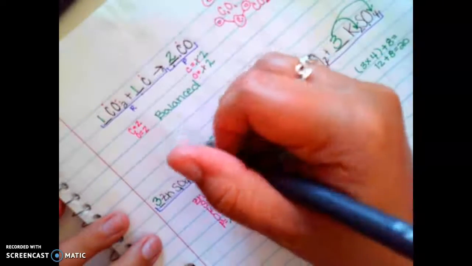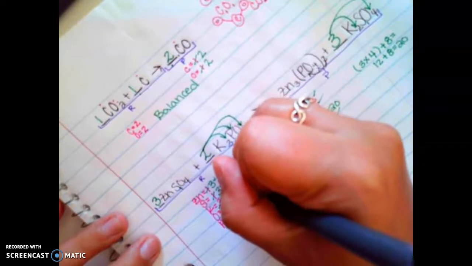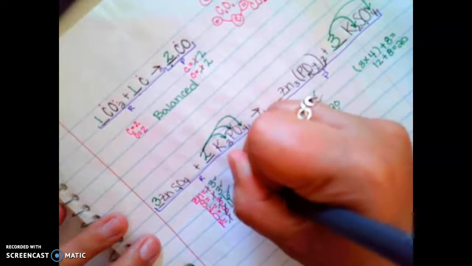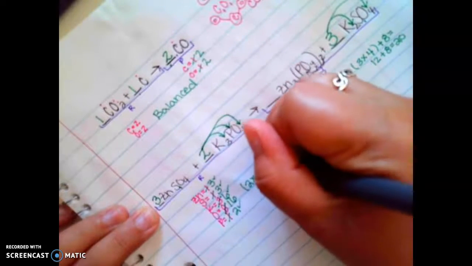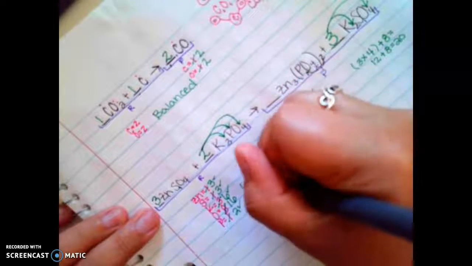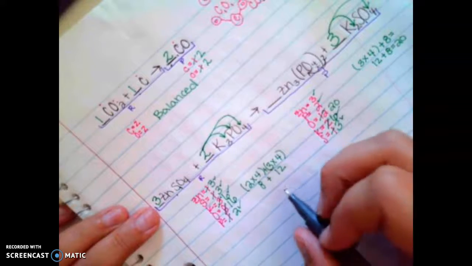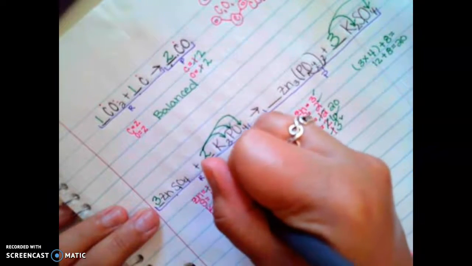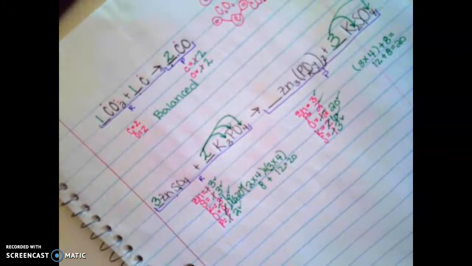Let's see if this works out. If it doesn't work out, you have to start all over. So my oxygen is 2 times 4, which equals 8, plus my 3 times 4 from my first compound, which equals 20. So my oxygen is now 20, and that checks out. So now my equation is completely balanced.